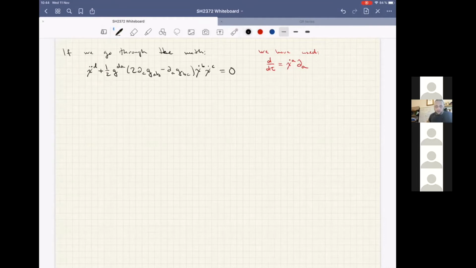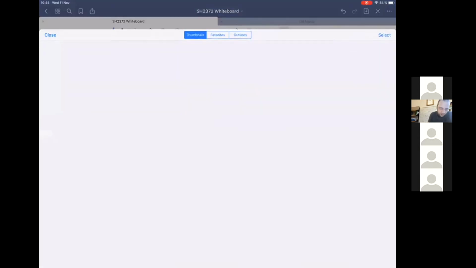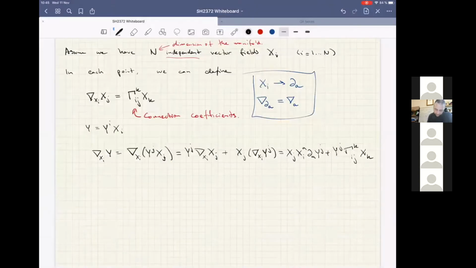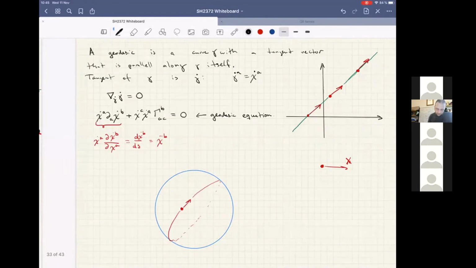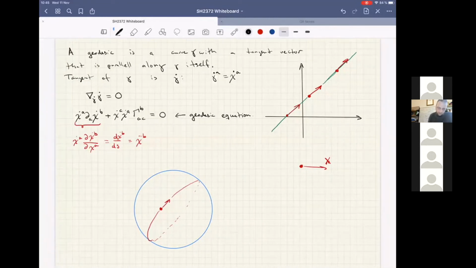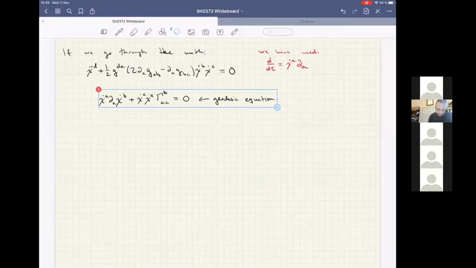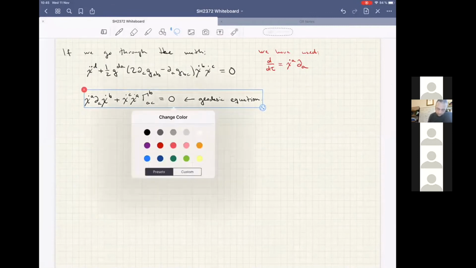Okay, so this is an equation that looks very familiar somehow. So if we remember what we talked about last time, so I'm just going to see if I can find that. Yeah, so I'm going to copy this. I'm going to paste it here. And I'm going to make it red.